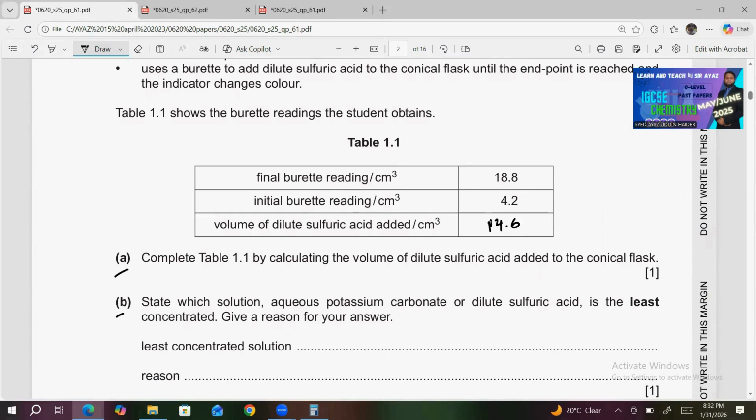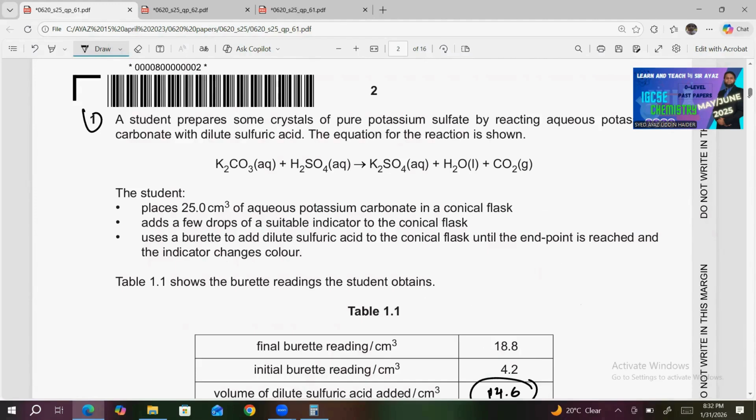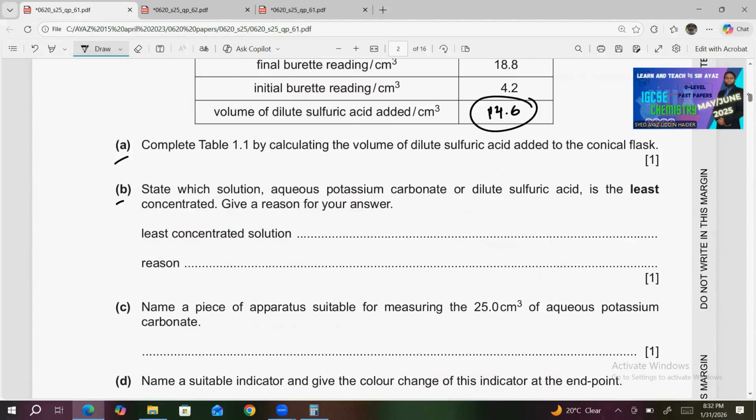B. State which solution, aqueous potassium carbonate or dilute sulfuric acid, is the least concentrated. Give a reason for your answer. So if you look at the reading, we have 14.6 centimeter cube of sulfuric acid used here. And if you compare this volume with the volume of aqueous potassium carbonate, it's 25. The volume for aqueous potassium carbonate is higher than this one. So potassium carbonate will be the least concentrated in this because less volume of sulfuric acid used.